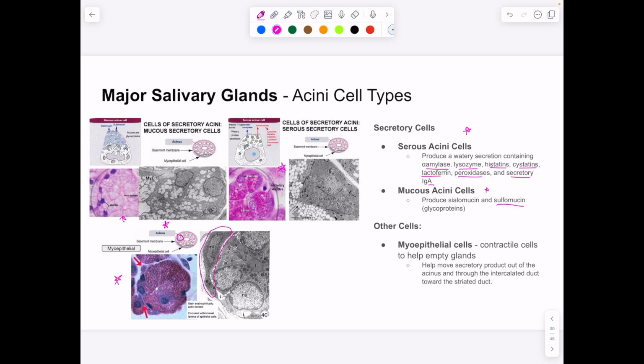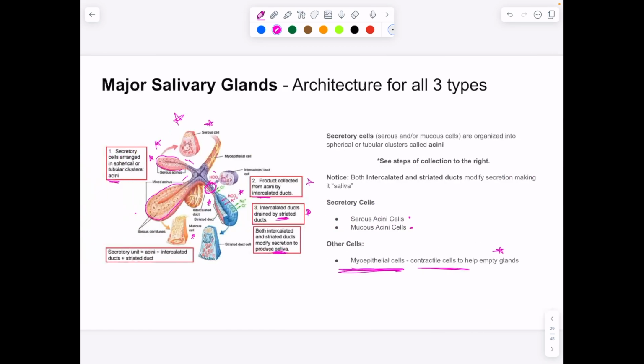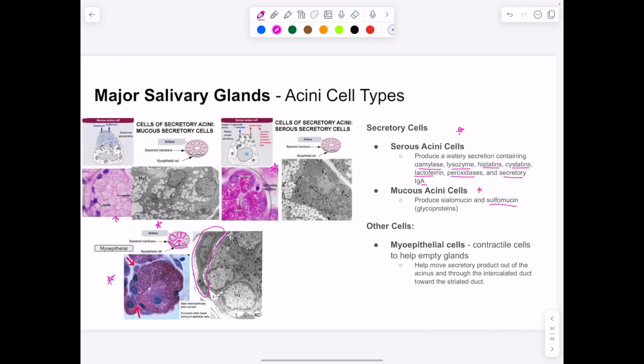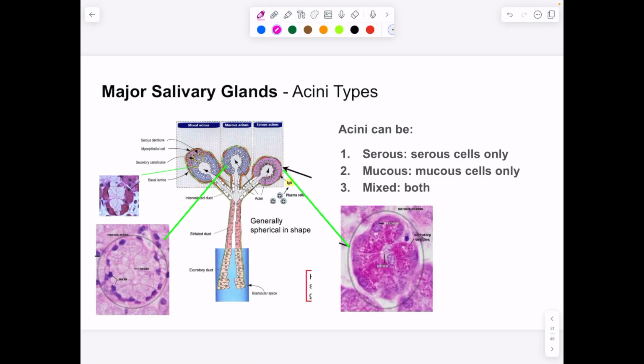Here's our acinus with all of the different serous and mucus cells, but then at the base of that, we have our myoepithelial cell, which is contractile, and it's going to push the cells to release their contents into the intercalated ducts. Okay, so major salivary glands, the types of acini: you can just have mixed, mucus only or serous only. And again, this is pretty straightforward.